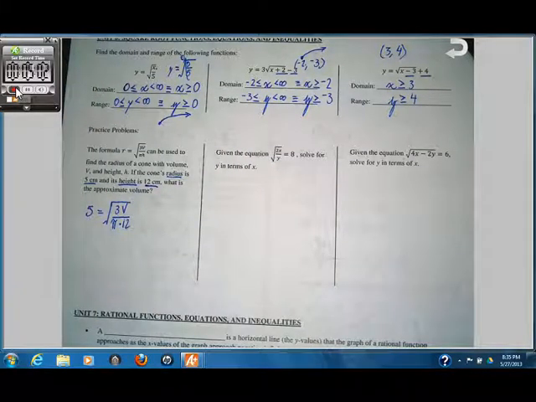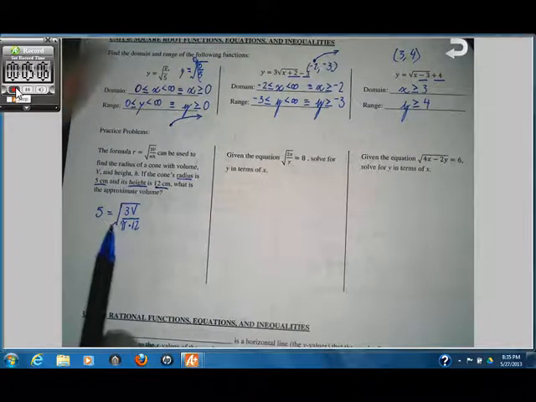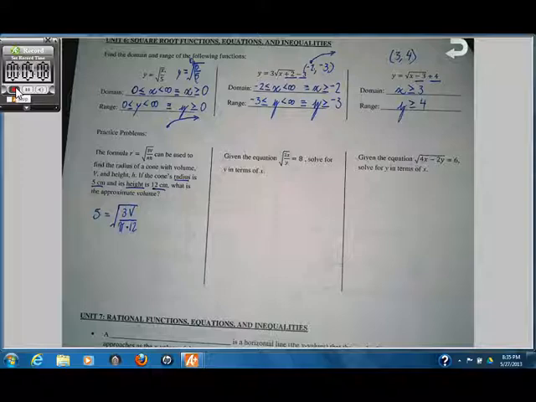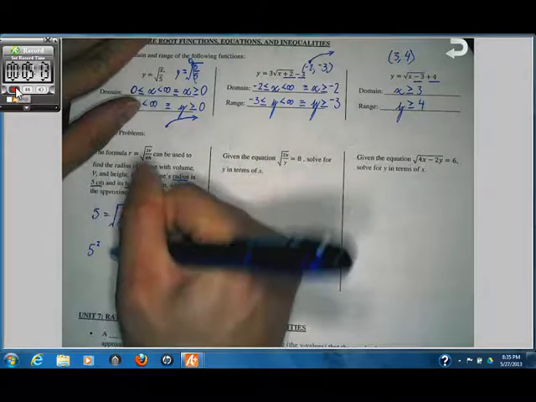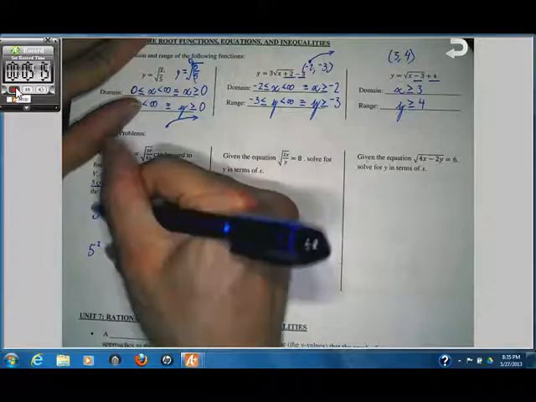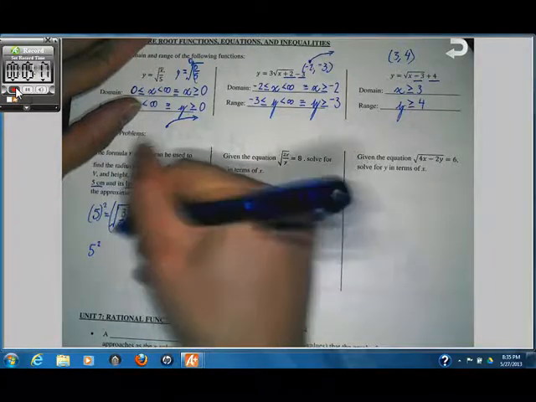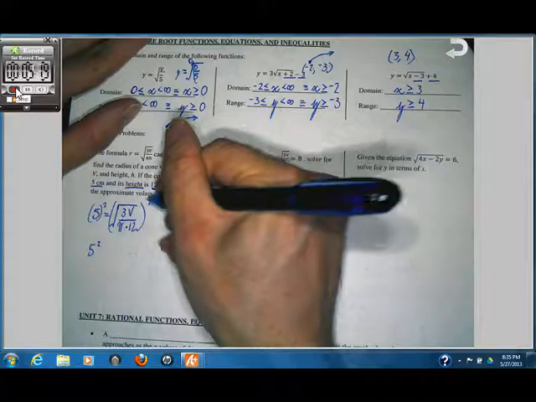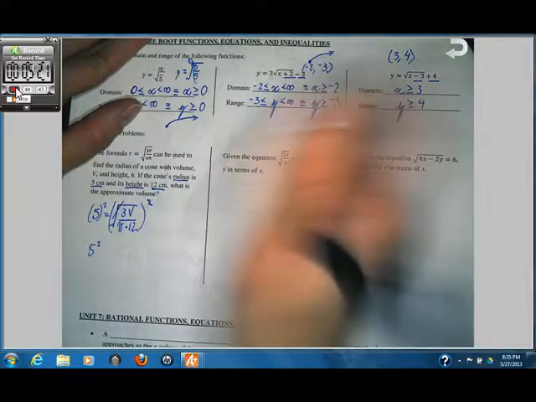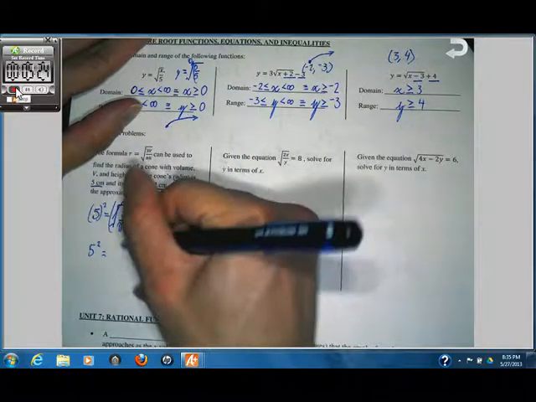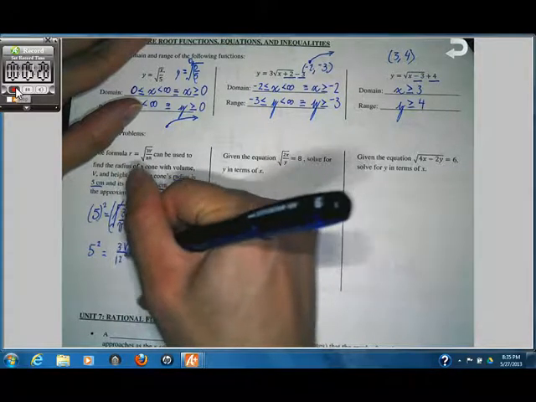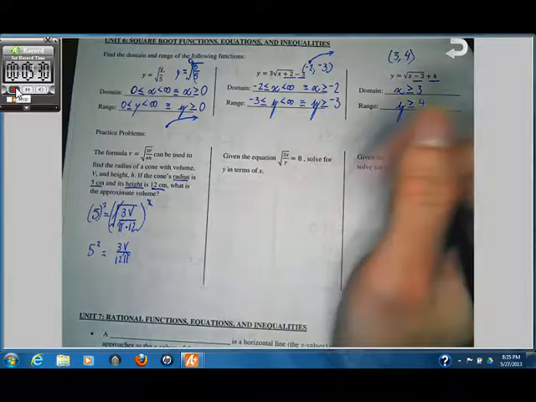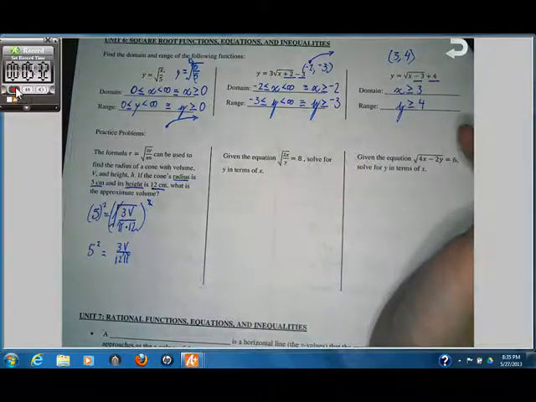So we now have 5 squared. We square this side and we square this side. So we're like, okay, square cancels root, and root cancels square. So now we have 5 squared is equal to 3v over 12 pi. Well, what's the opposite of dividing by 12 pi? Multiplying by 12 pi. So we have 25, which is 5 squared, and we're going to multiply both sides by 12 pi. Now, notice I have not actually tried to evaluate pi.